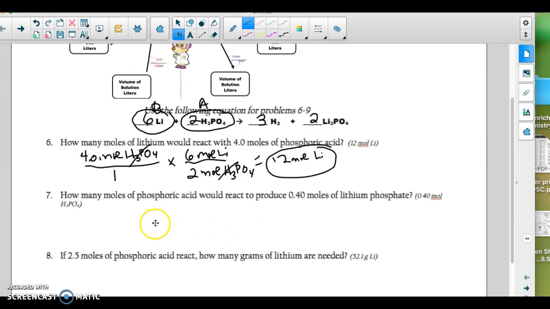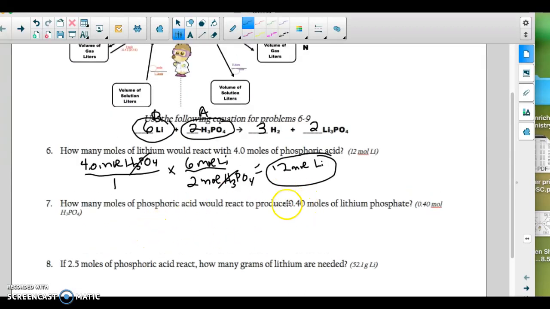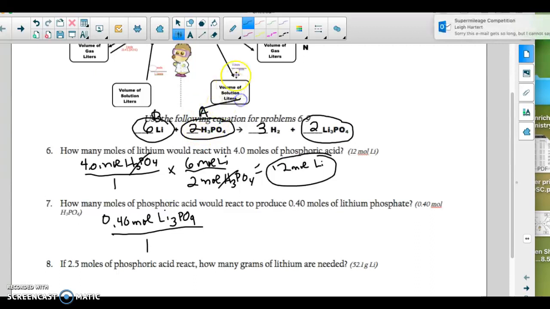So we'll continue. So now we have a similar question. We're going to start with 0.40 moles of lithium phosphate, which is this compound now. And then we are going to figure out how many moles of the acid. So now this is my A and this is my B.